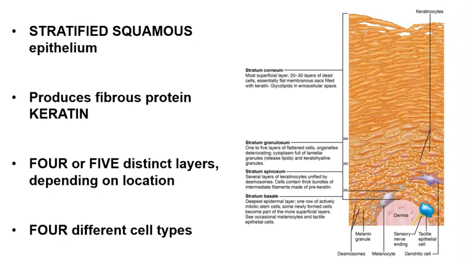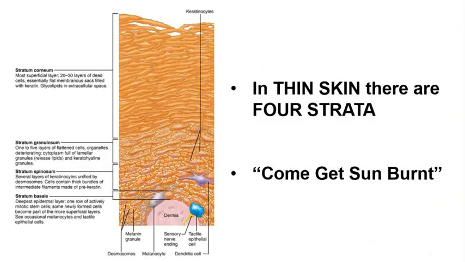In some regions of the body, the epidermis is 4 layers, while in others, we'll see 5 layers. Additionally, there are 4 different cell types that compose those epidermal layers. In the locations on the body where thin skin is present, there are 4 epidermal layers, which are also called epidermal strata. Thin skin is found everywhere except for the palms of the hand and the soles of the feet.